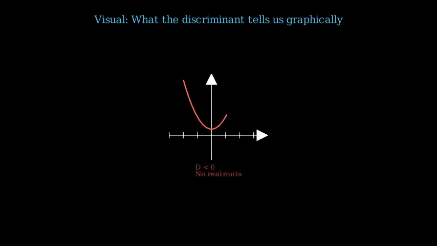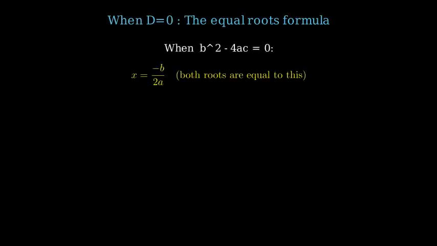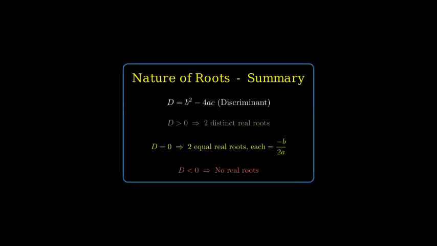real roots. Graphically, the parabola crosses the x-axis at 2 points when d is positive, just touches it at one point when d equals 0, and stays entirely above or below the x-axis when d is negative. When d equals 0, both roots are equal to negative b divided by 2a. This powerful tool, the discriminant, tells us at a glance what kind of roots to expect before doing any calculations.